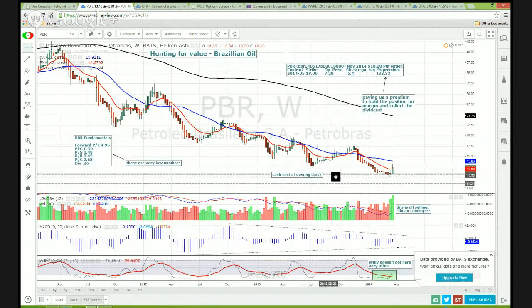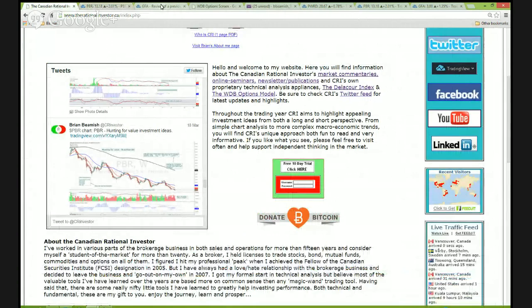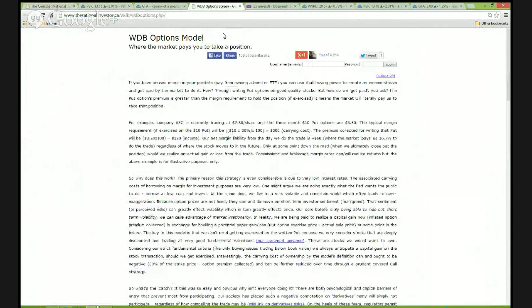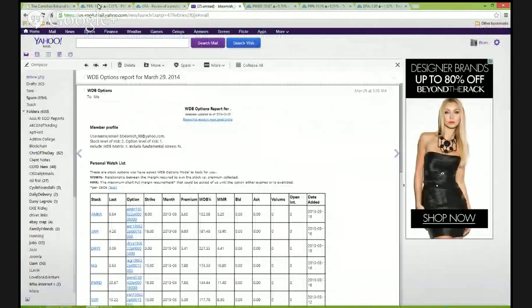Here's the cash cost of owning the stock. But keep in mind, we own these stocks on margin, so in essence, we got paid to do the trade. So that's just a summary of the algos. And like I said, both of these services are free.